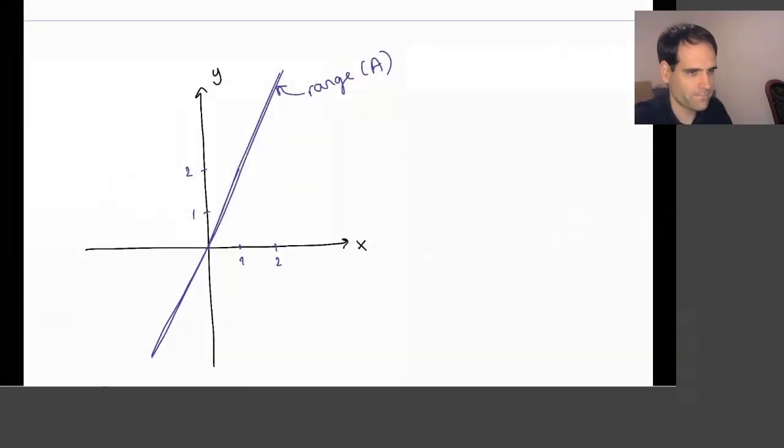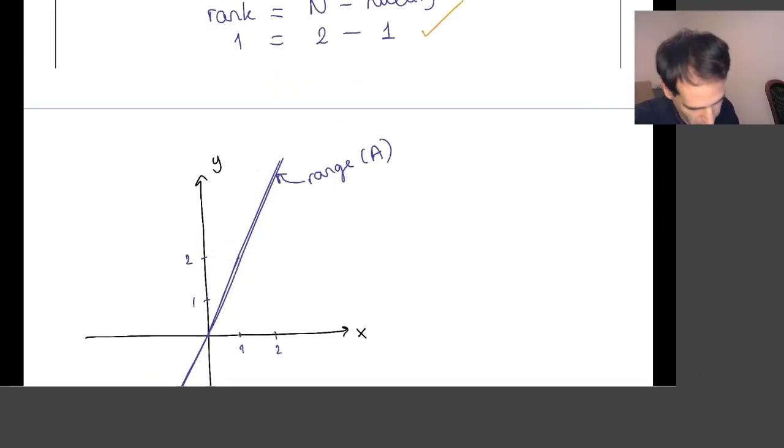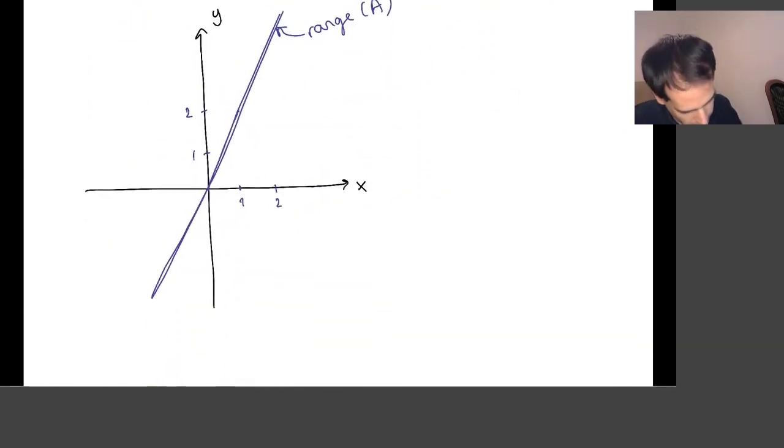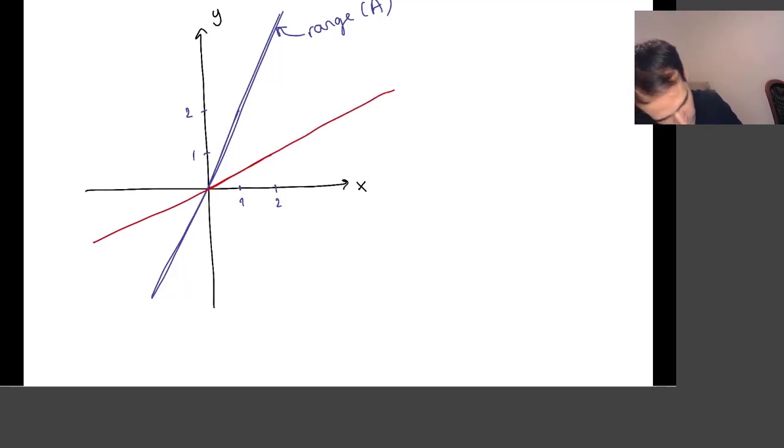The null space we found was equal to this line here, lambda times (2, 1). So this is a line that is, sorry, not perpendicular, parallel to the vector (2, 1). So it's this line here. So this line is the null space of A.